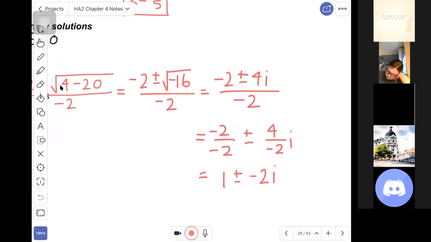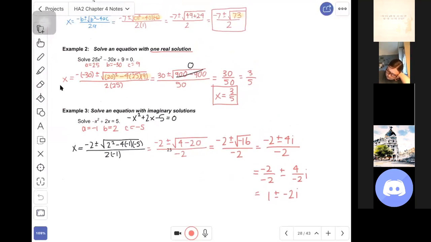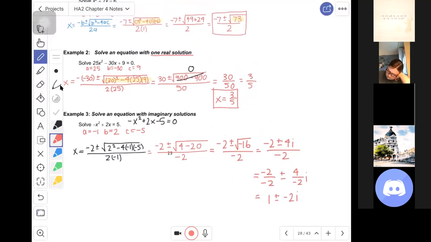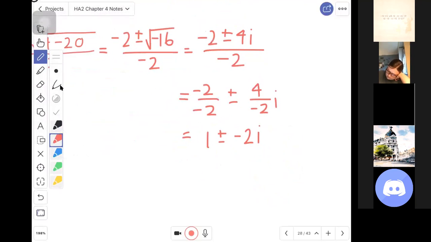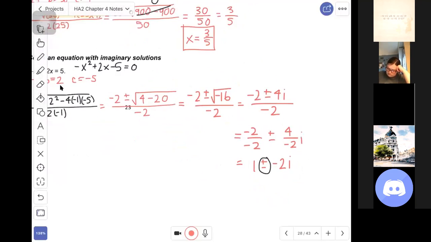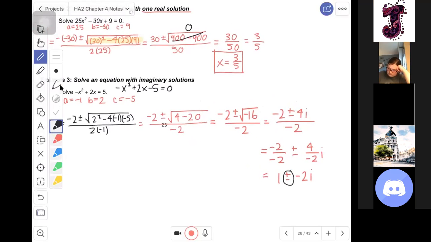All right, questions? Do you have to put that sign where the -2i is? Good question. Since we have this plus or minus here, it's going to be +2i once and -2i another time. So that negative is not necessary there. Okay, thank you. And notice how here we got imaginary solutions, like they said, because we ended up getting that negative inside the square root.